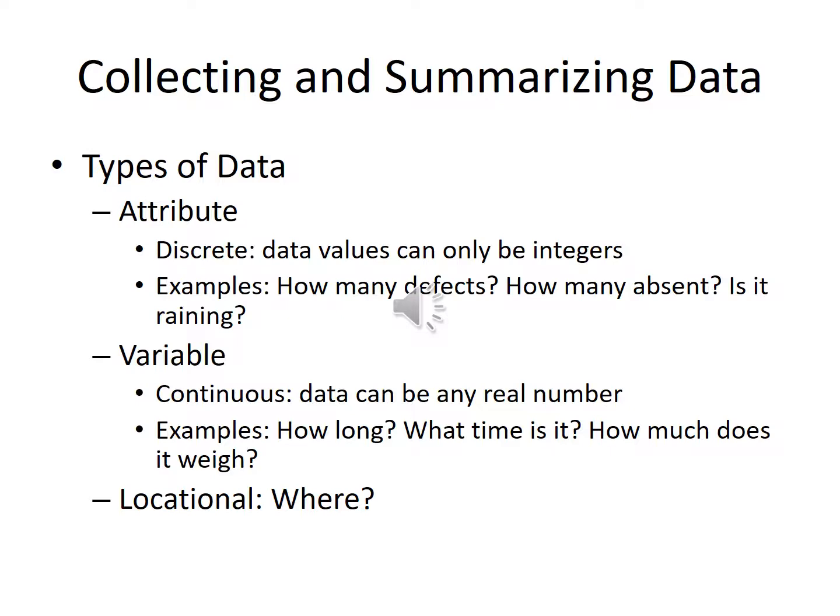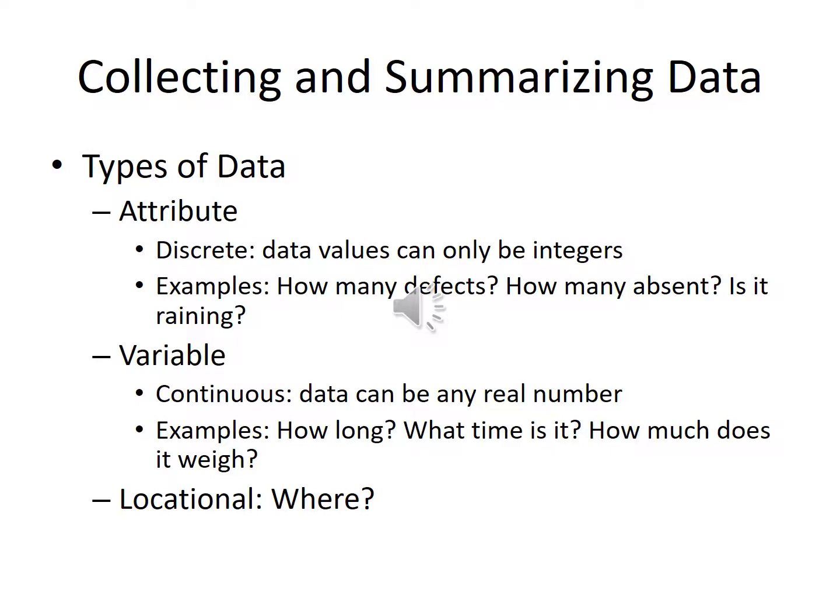I can't have half a defect. It's either there or not. Okay. And another way I can do it is I got a defective car. It's either good or bad. Well, it's a little bit broken. It can't be half broken or not broken. It's either broken or not broken. That's attribute data.